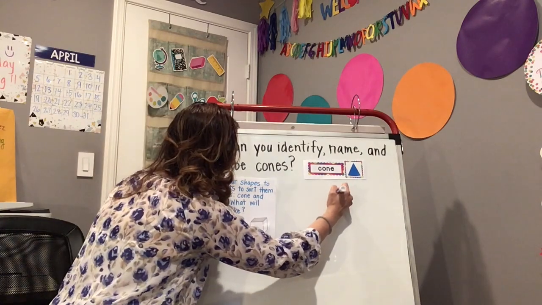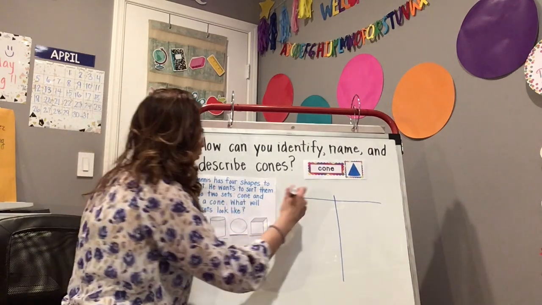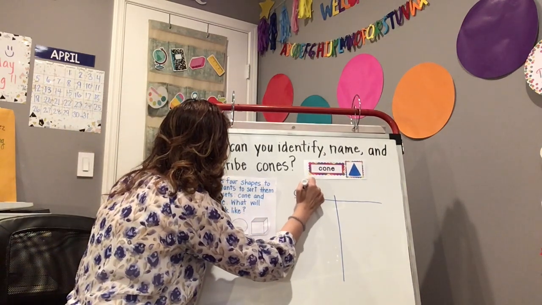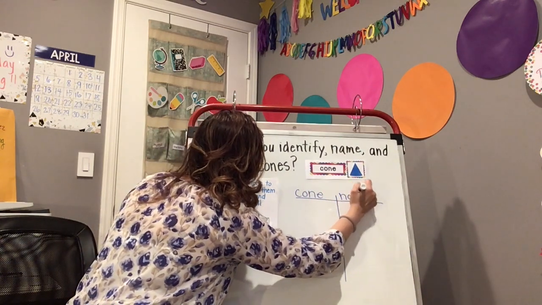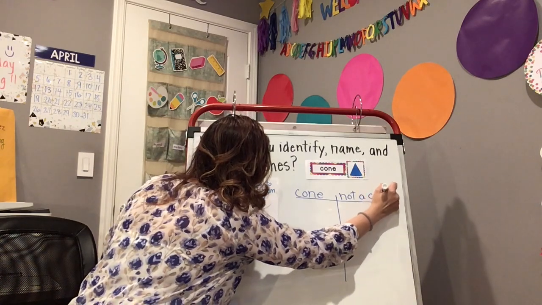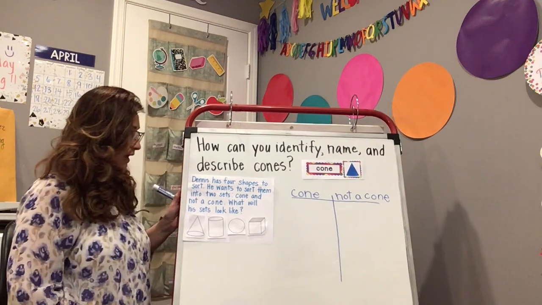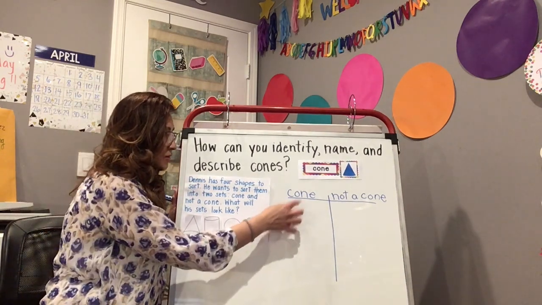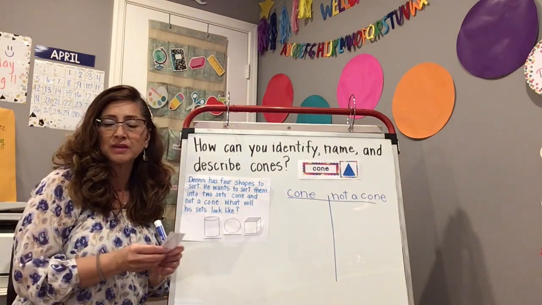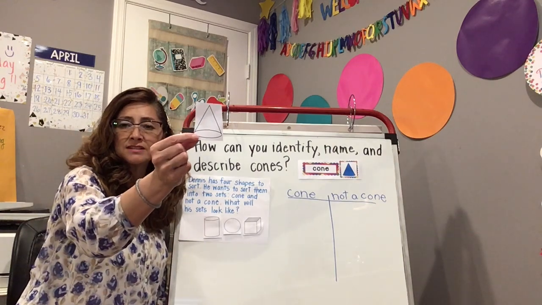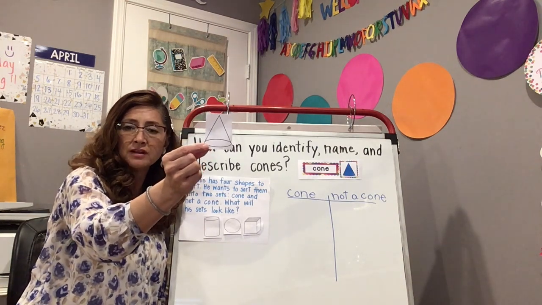So we're going to make a T-graph here to help us sort the 2 sets. One is going to say cone and the other not a cone. Okay? And we're going to help Dennis find out which ones are cone and which ones are not cone. So let's take a look at his first shape here, okay? Do you see it there, boys and girls? What shape is that? Yes, that's right. That's a cone. Very good.